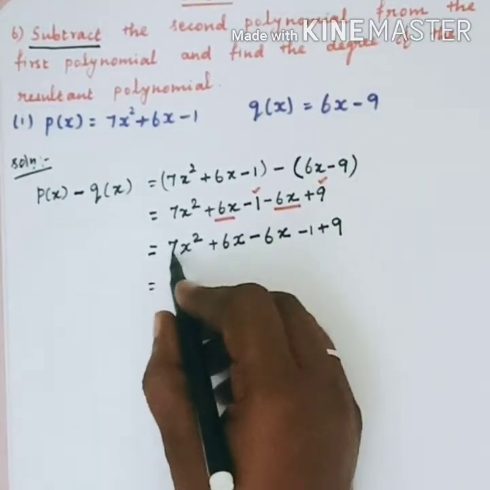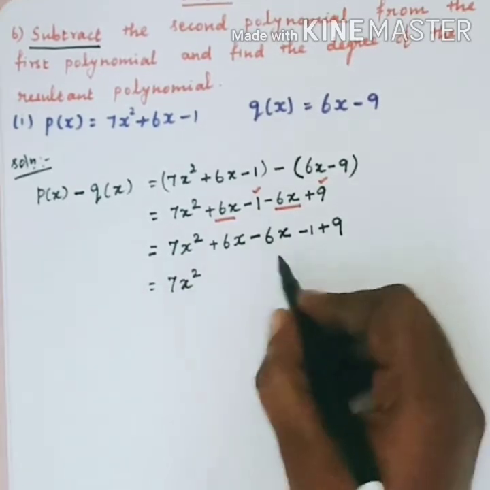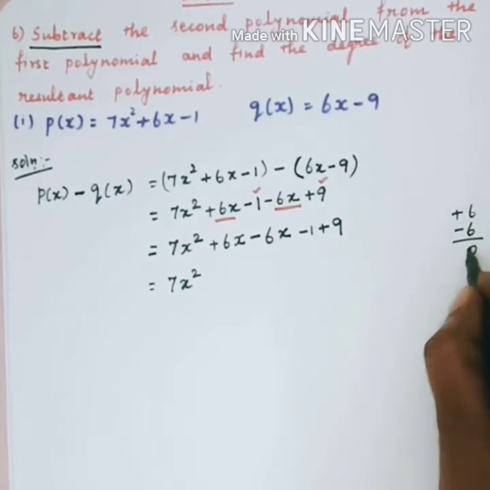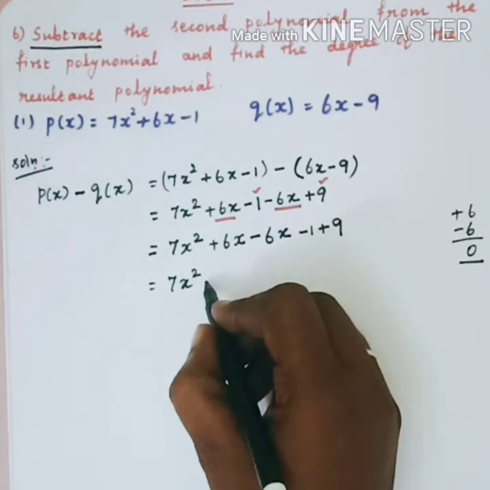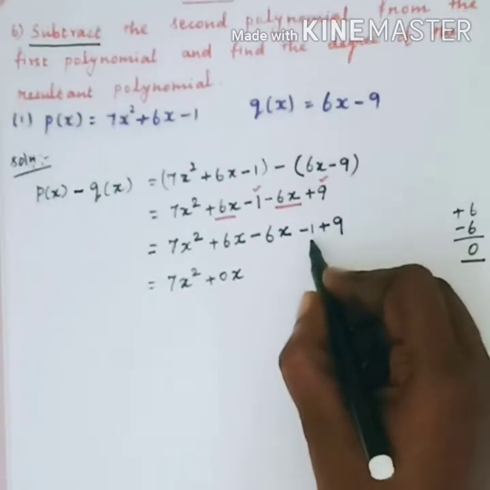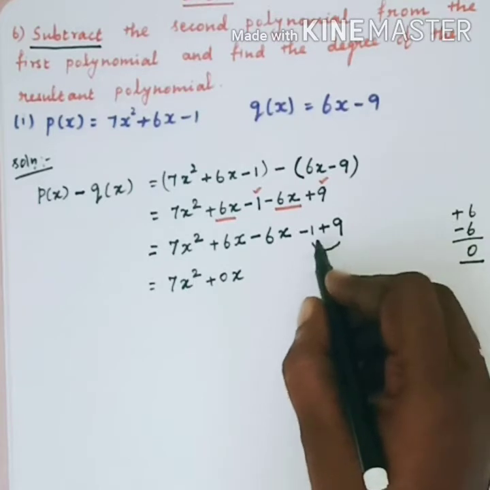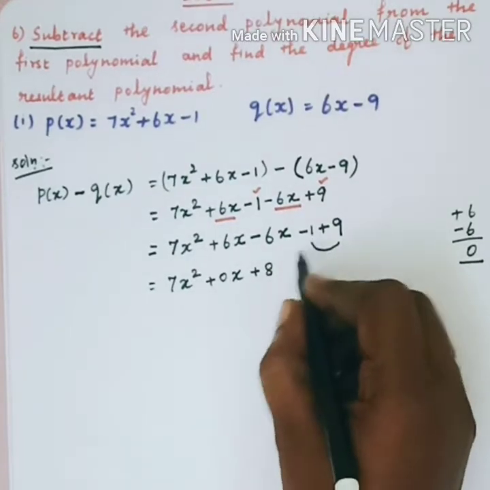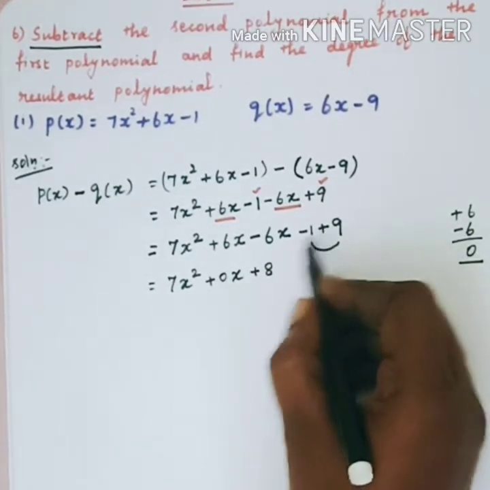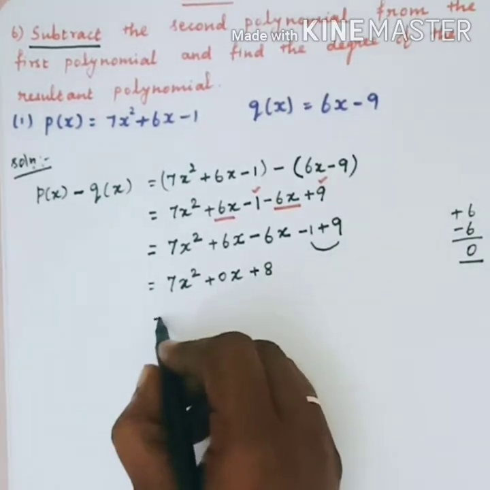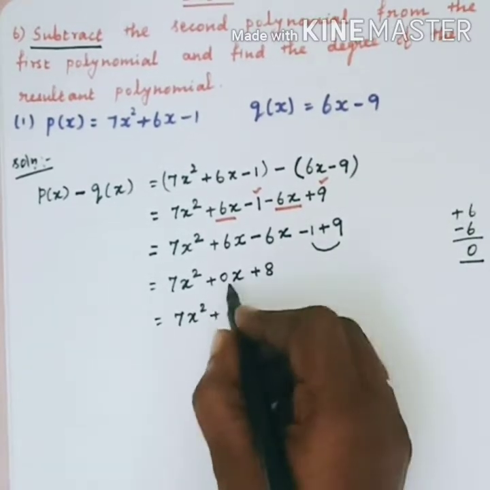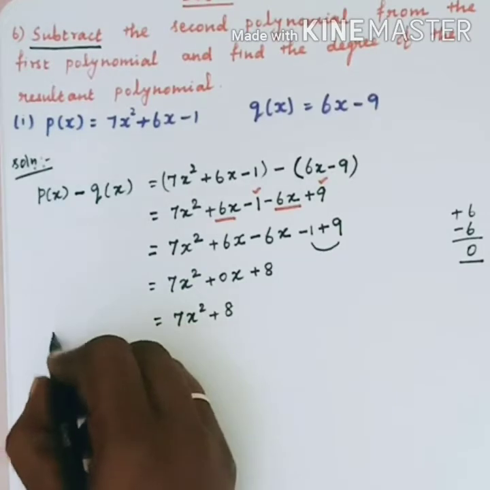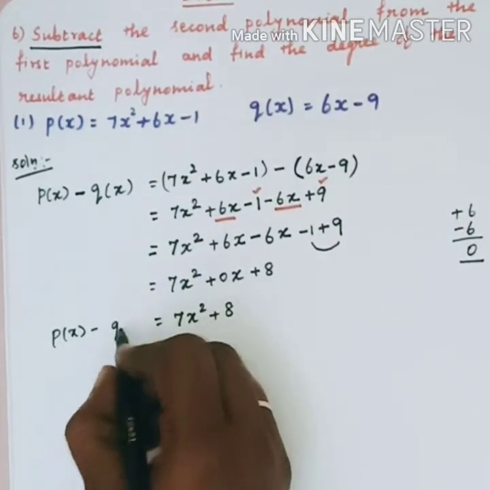Now the answer is, write this 7x square as it is. So plus 6x minus 6x, plus 6 and minus 6, we have the answer 0, isn't it? So plus 6x minus 6x is 0x. Minus 1 plus 9, the answer is plus 8. 9 minus 1 is 8 and the sign of the bigger number is plus, so you have to put plus 8. So the answer is 7x square plus 0 into x is 0, so leave this term. Now 8. 7x square plus 8 is the answer for P of x minus Q of x.